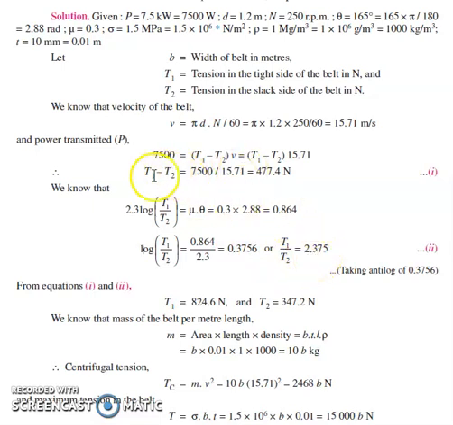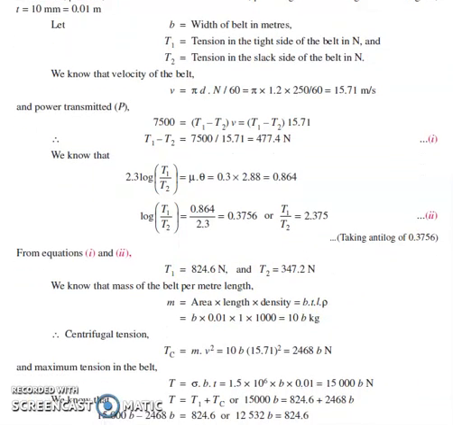We already know the difference in tension is 477. So we have two equations, equation 1 and equation 2. From this, T1 with respect to T2, we can write T1 is equal to 2.375 T2. So substituting T1 as 2.375 T2 minus T2, taking T2 common, we get 1.375. From that we can identify what T1 and T2 are. Okay, and now comes the major part.